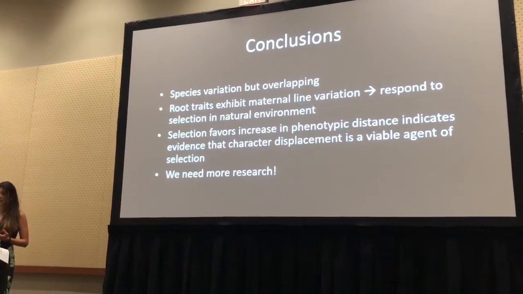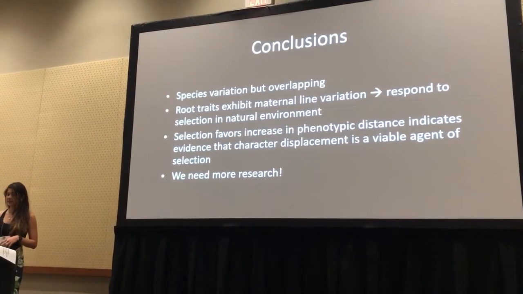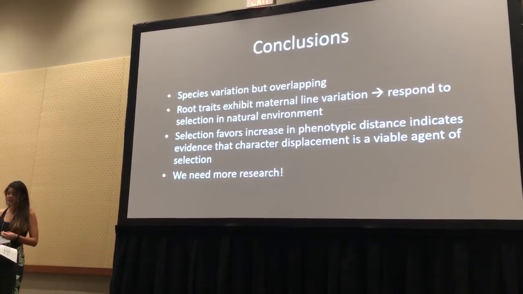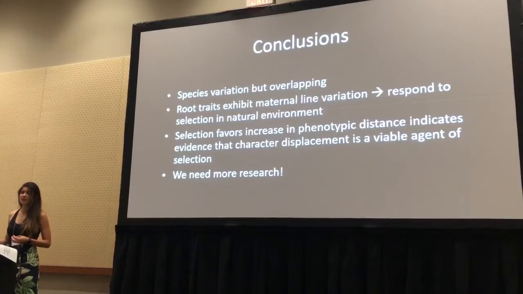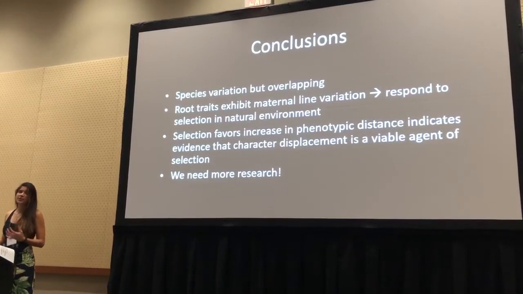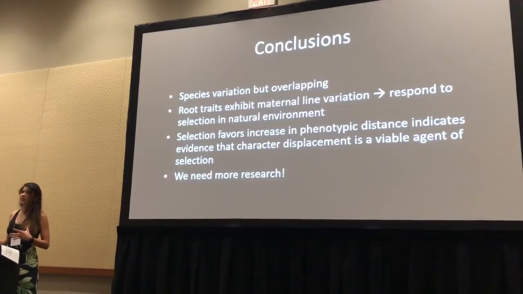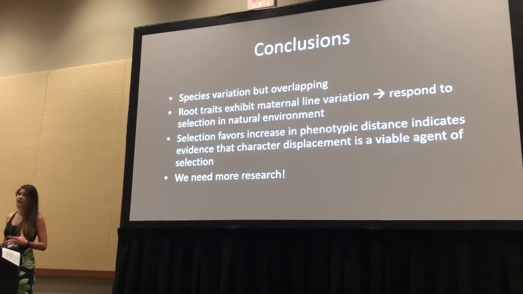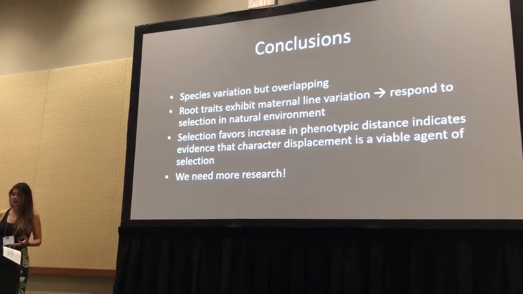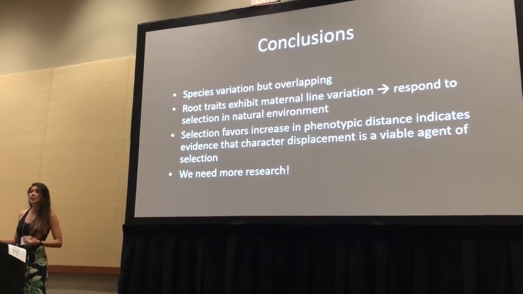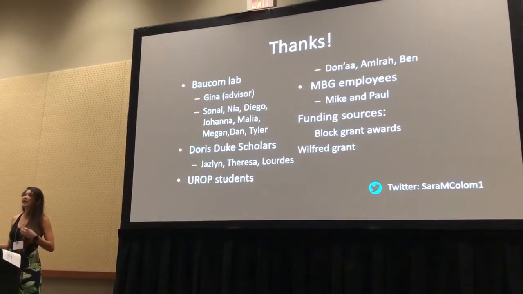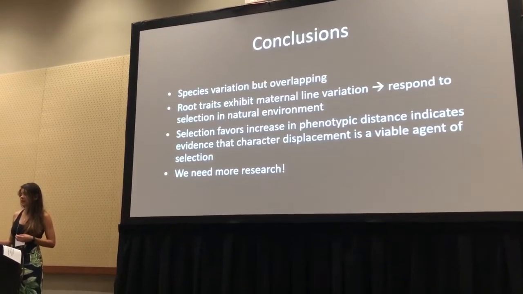And lastly, that selection favors an increase in phenotypic distance, which indicates that character displacement is a viable agent of selection. Thus, character displacement may potentially be driving the evolution of root traits in these species in natural populations. However, this is the first study that I know of, so we definitely need more research to know how important and widespread this phenomenon is, and is it occurring in natural populations.